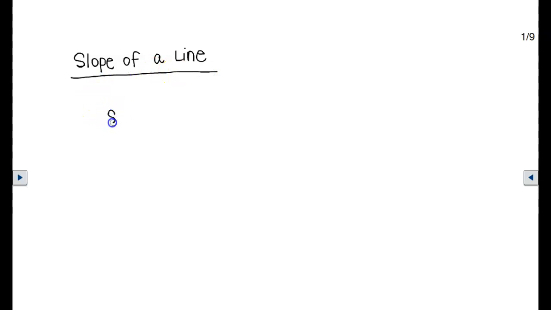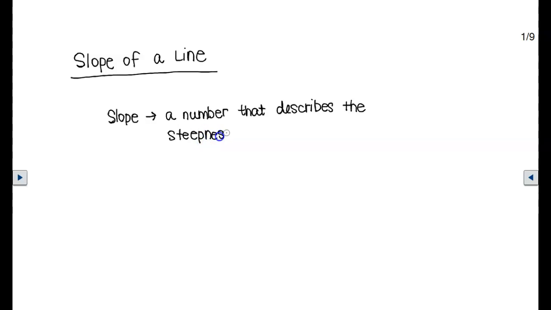Now, when we talk about slope in algebra, slope is a number that describes the steepness of a line.